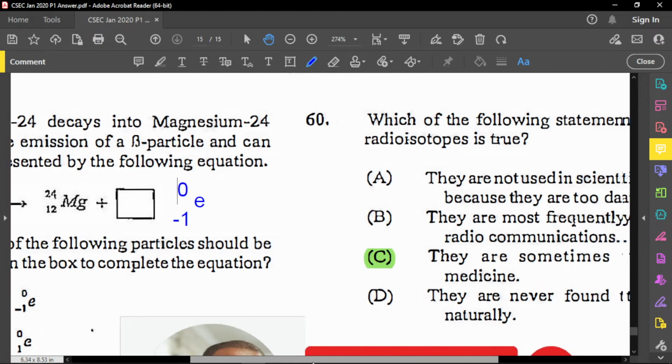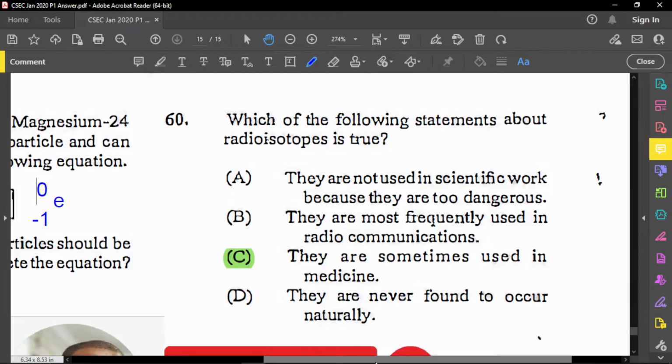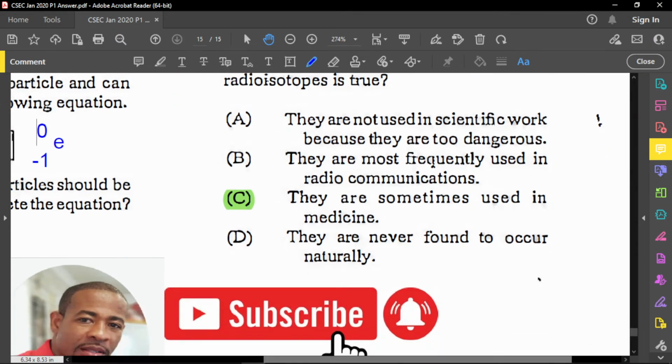Now, the final question states: which of the following statements about radioisotopes is true? Reading through the options, the correct answer is that they are sometimes used in medicines. They are used in medicines and for different purposes as well.